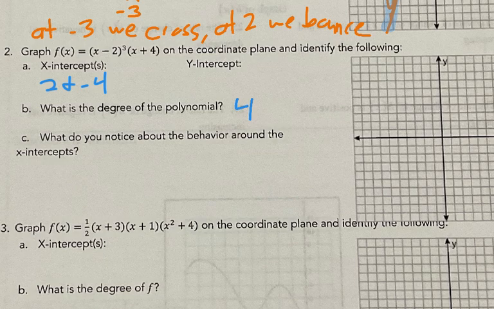So how can I find the last term? Just multiply the last term in each one of these. So negative 2 times negative 2 is 4. Times negative 2 is negative 8. Negative 8 times 4 is negative 32. So I can identify the y-intercept.